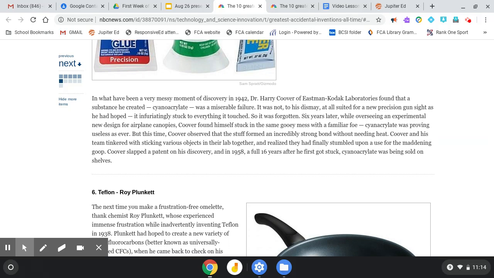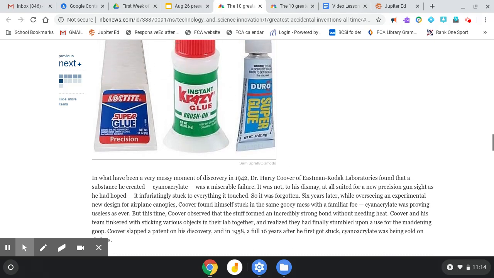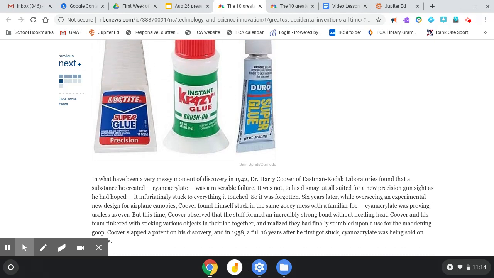In what would have been a very messy moment of discovery in 1942, Dr. Harry Coover of Eastman Kodak Laboratories found that a substance he had created, cyanoacrylate, was a miserable failure. It was not, to his dismay, at all suited for a new precision gun sight, as he had hoped. But it infuriatingly stuck to everything that it touched.